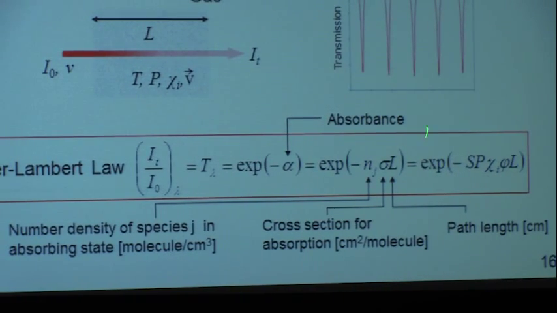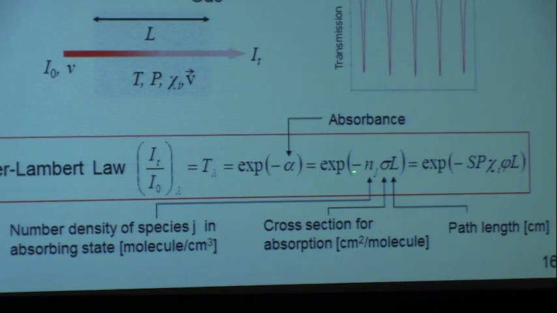That's the form we use when dealing with big molecules. If we're dealing with small molecules with discrete spectra, we tend to use this form, and I'll introduce you to these parameters later. For instance, S is the strength of the transition, P is the static pressure of the gas, and chi is the mole fraction. Taken together, they give the partial pressure. Phi is the line shape function, and L is the path length.